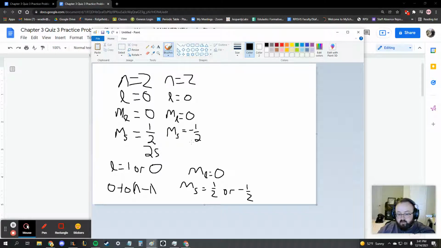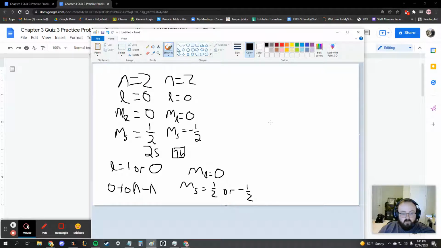This one looks like a sphere. That's 2s, and there are 2 electrons that can fit in it, one that goes up and one that goes down. So we have our up and our down. Alright, I'm going to pull this over because we have a lot more to get through.